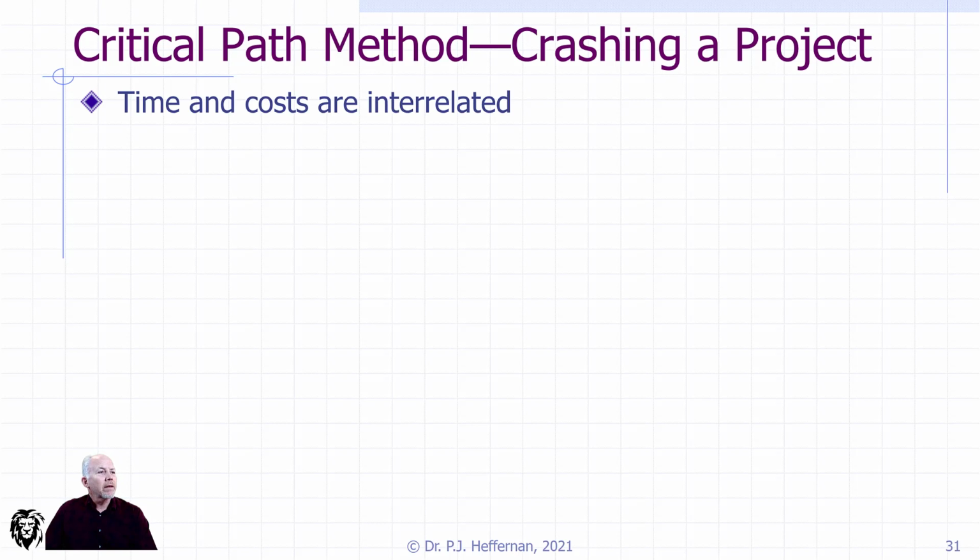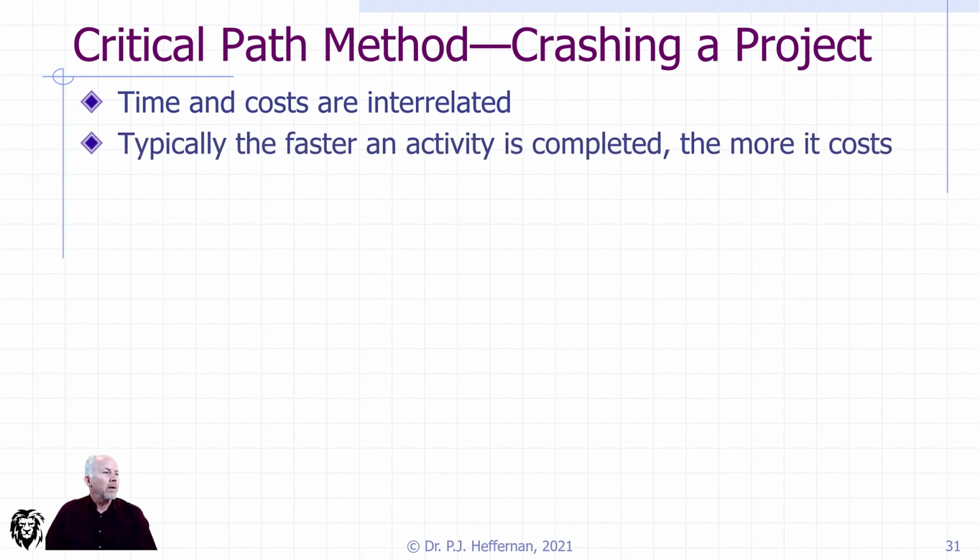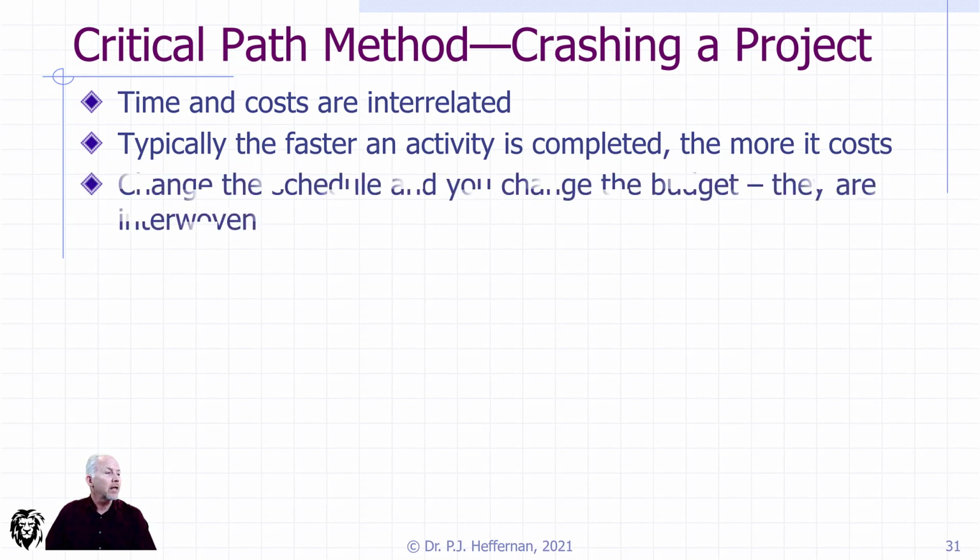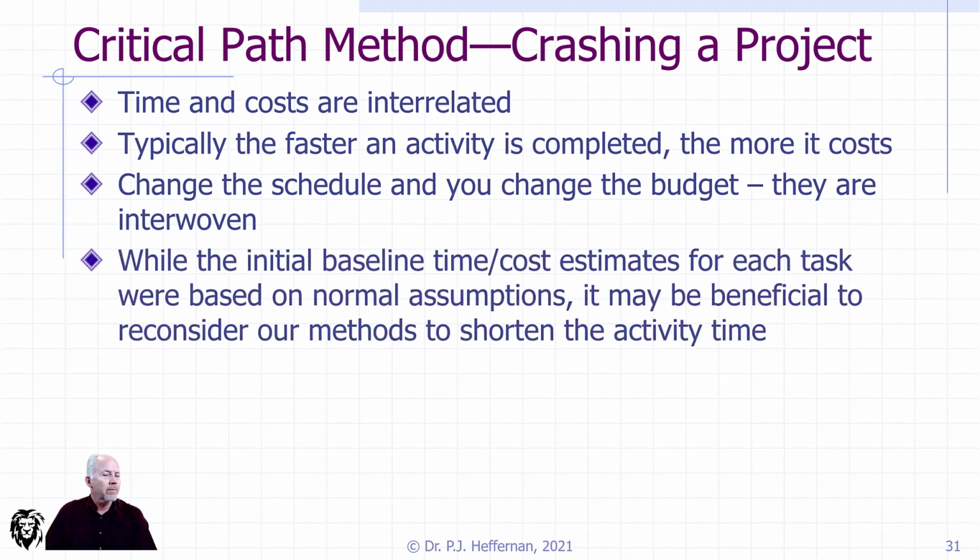So in the critical path method, when crashing a project, we know time and costs are interrelated. If we spend money, we may be able to do a task faster, we may not. I think that's part of the assessment that has to go on. However, it's probably a truism that if you're going to make it happen faster, it's probably going to cost you money. So if we change the schedule, we're going to change the budget. Those two are interwoven, but I think at this stage we know that we're trying to achieve something and we're willing to spend money or resources in order to achieve it.